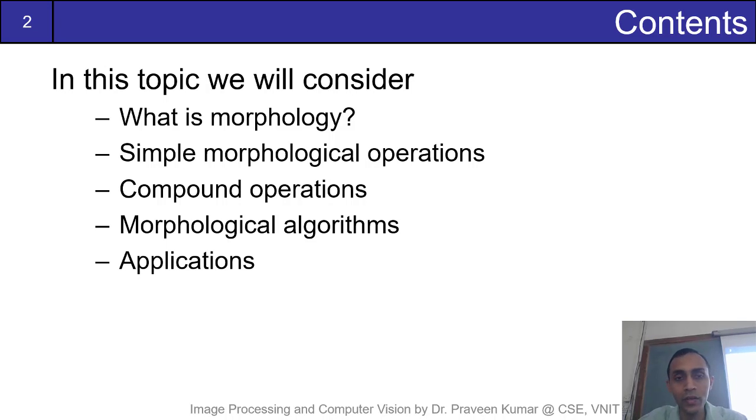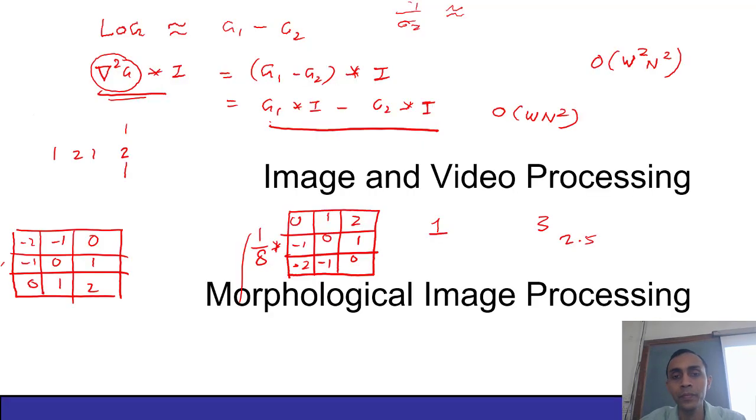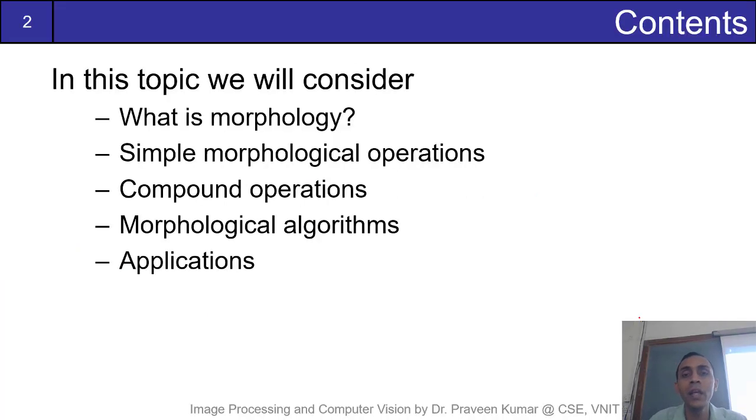The first topic which gets used very frequently is morphological image processing. The topic that we are going to discuss is morphological image processing. This is basically applicable on binary images. We are going to discuss what we basically mean by morphology and what the different morphological operations are, and some algorithms and applications based on those operations.